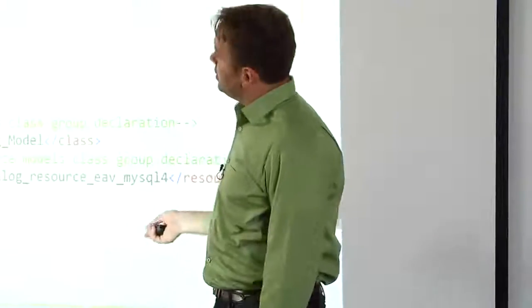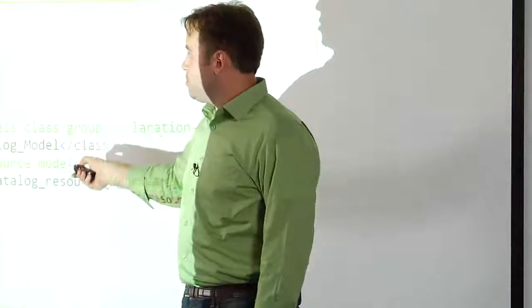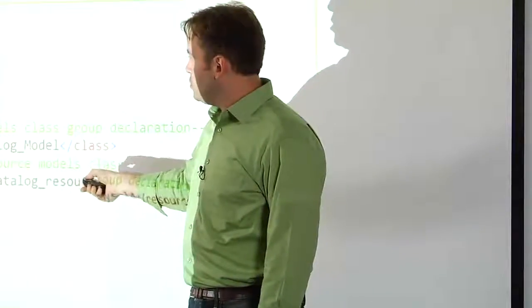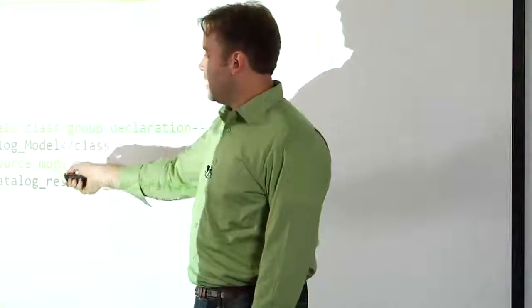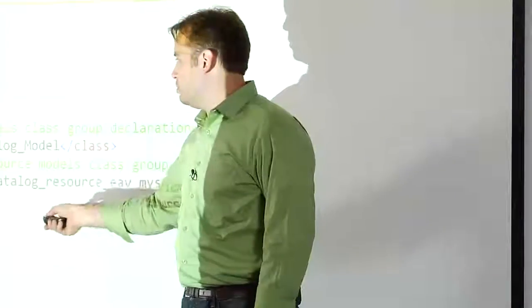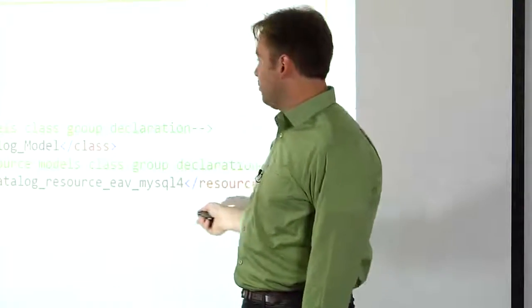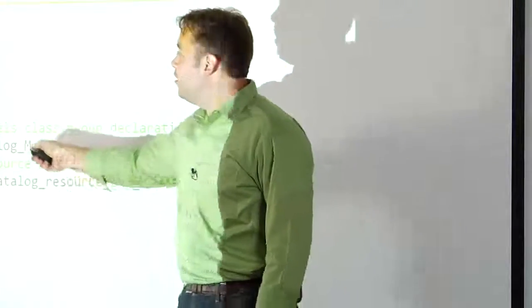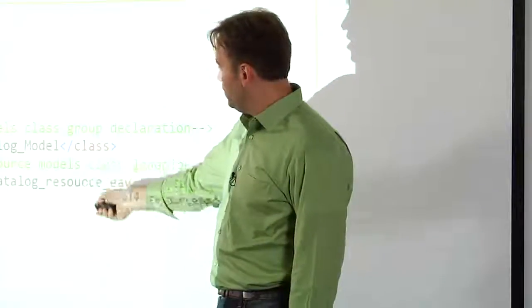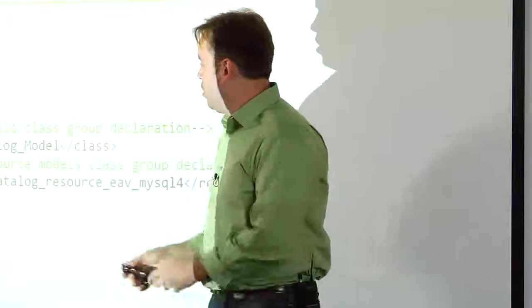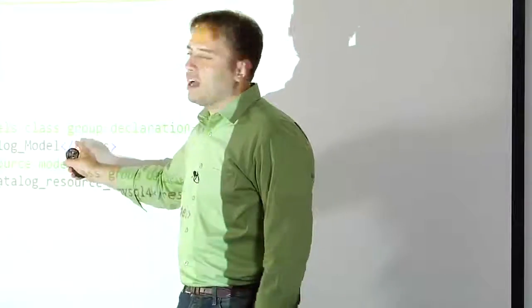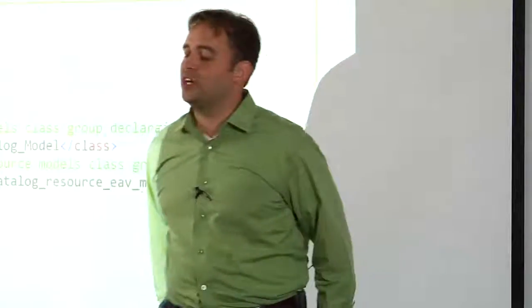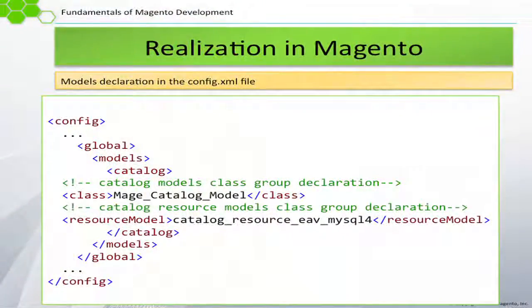And similarly, the configuration object will be used. We'd match catalog, but inside catalog, we would look for resource model. And in resource model, we actually define another node under models. So then the system will hit this and go look under models for a node, catalog resource EAV MySQL 4, and we'll look for a class node in there. We'll touch on all that soon, but that's the pattern in Magento for blocks and helpers and models.